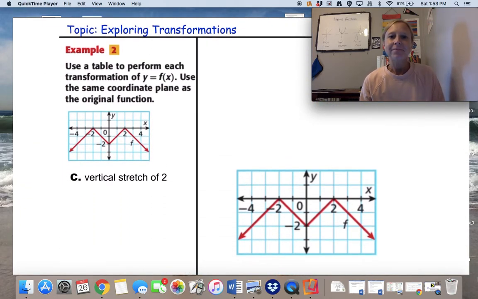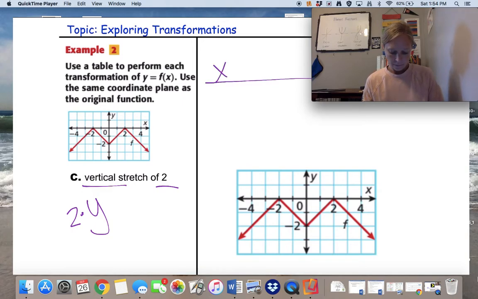All right. Last type of transformation we're going to practice is a stretch. So remember, stretches we multiply, okay? So if I say something doubles, it stretches. I multiply by 2. So this time we're going to do a vertical stretch of 2. When you see vertical or up or down, do you think y value or x value? Good, y value. So we're going to take our y value and multiply it by 2. Let's start that table again with our original points.